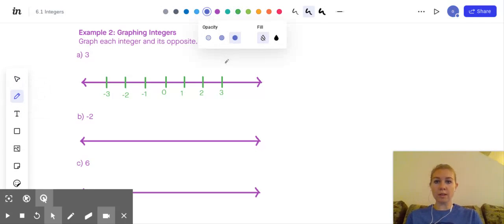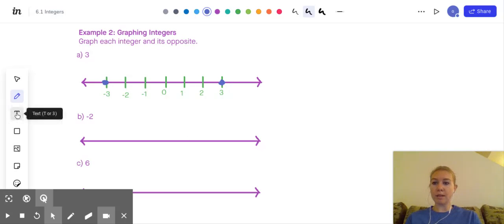So 3 is right here on my number line. And then the opposite of 3, so let's see that. Let's count how many spaces. 1, 2, 3. So it's 3 spaces in the other direction. 1, 2, 3. That would be negative 3. And we know it's negative 3 because negative 3 is the same distance from 0 as 3.